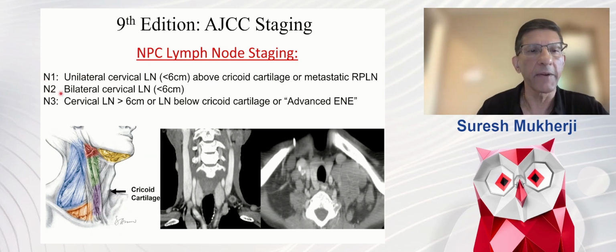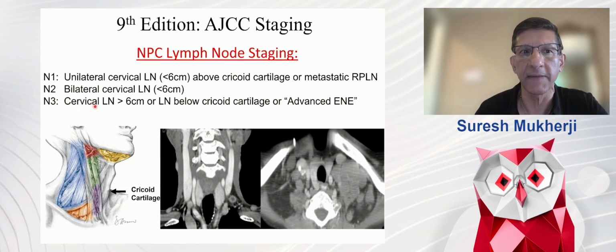But on the other hand, if you have bilateral cervical lymph nodes that are less than 6 centimeters, this is N2. And the way that I remember N1 and N2 is N1 means one side of the neck and N2 means two sides of the neck. So I know sometimes the neck staging can get a little bit confusing, but these are some little tricks and mnemonics that I use when I'm in my clinic and we're staging these NPCs.